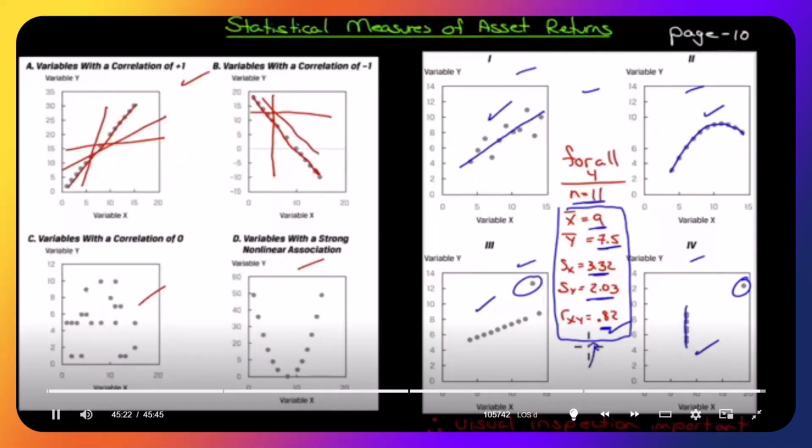Because just looking at this, I could say, well, I have 4 data sets and I get this out of all 4 data sets. You would say to me, you're looking at the same data set 4 times. And I could say, no, I'm not. You'd say, well, what are the chances of that happening? Well, here it is right here. Therefore, as noted at the bottom of the screen, visual inspection is important.